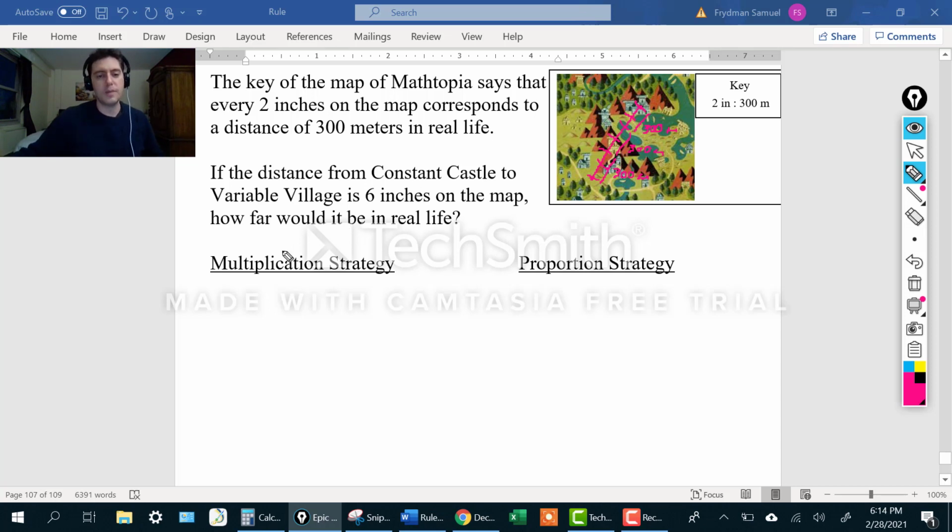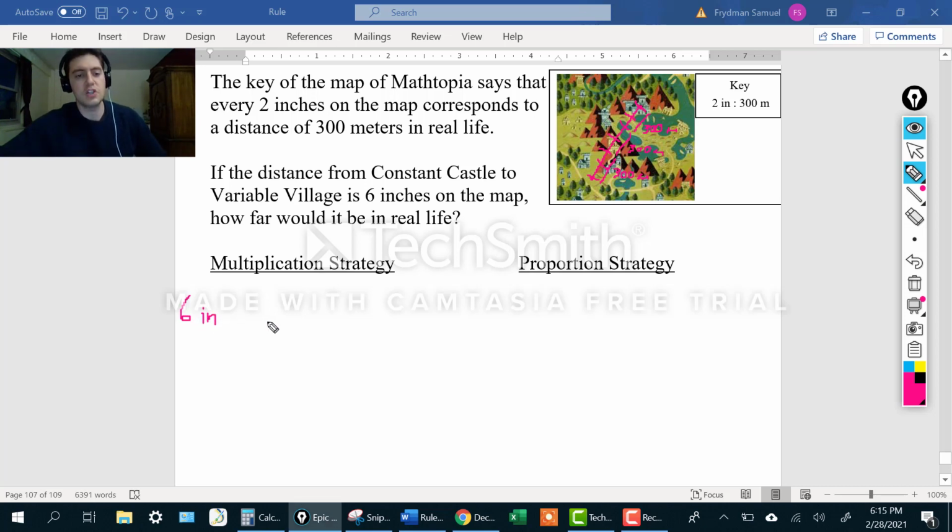But I also want to talk about these two strategies over here. So let's do that. To do the multiplication strategy, here's how you would do it. Start off by writing the number that you're given. Okay, so that was 6 inches. So I'm going to write the number that I'm given, and I'm also going to write the units for that number. So that was 6 inches, not 6 meters. So I'll write IN next to the 6.